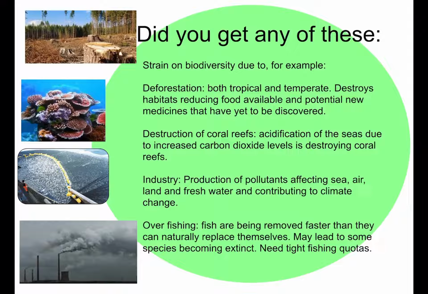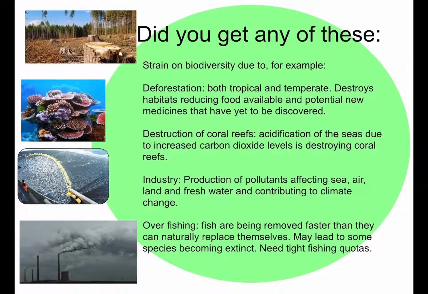We have destruction of the coral reefs. Acidification of the sea has caused carbon dioxide levels to rise, which has caused bleaching of the coral reefs. And within coral reefs, that's a massive habitat for lots of different sea creatures. So if we destroy the coral reefs, then we lose the habitat for a lot of other life.